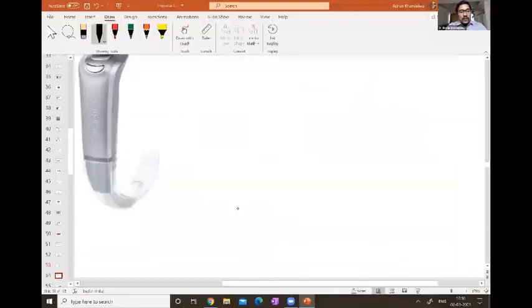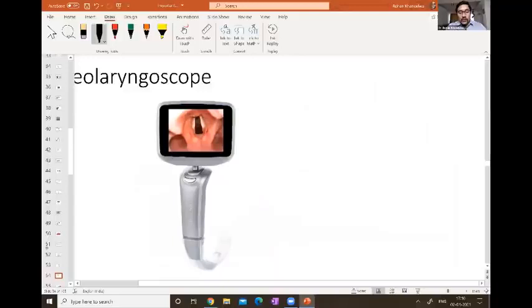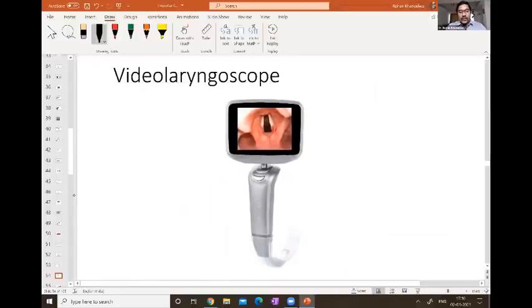This one is a video laryngoscope. Video laryngoscopes are used for intubation. Intubation is mainly done through the orotracheal route, and this is a video laryngoscope which can facilitate intubation in trauma patients.